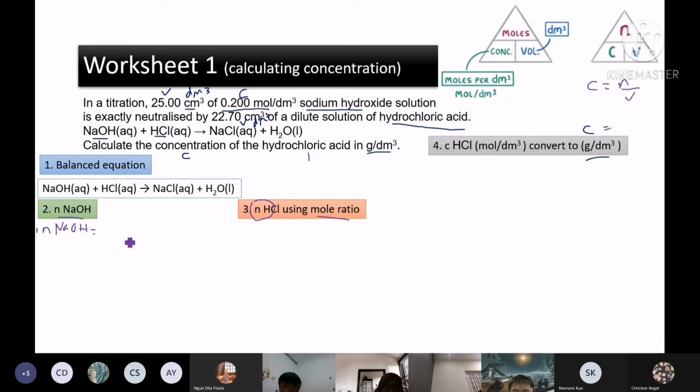Concentration multiplied by volume. What is the concentration of NaOH? This one, right? The 0.200. Yes, 0.200 mole over dm cube. And then times volume. What is the volume of NaOH? Change it into dm cube, Alexander.